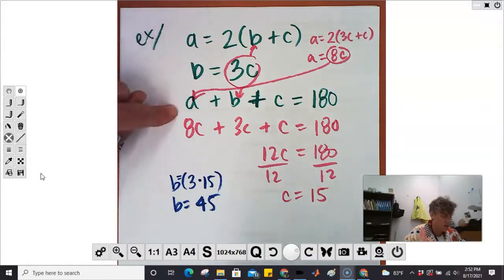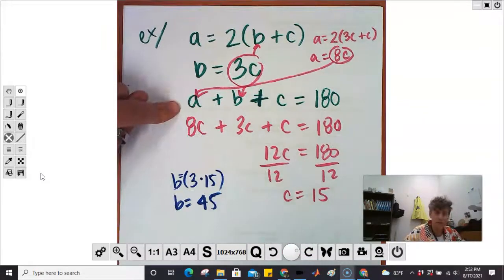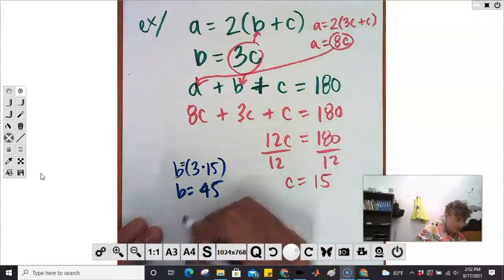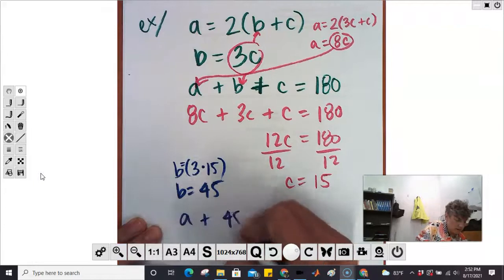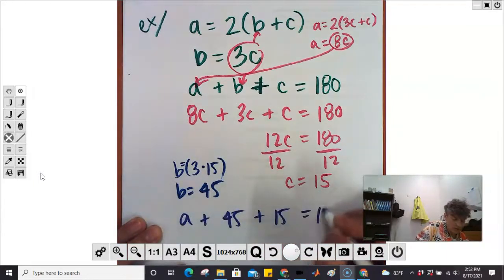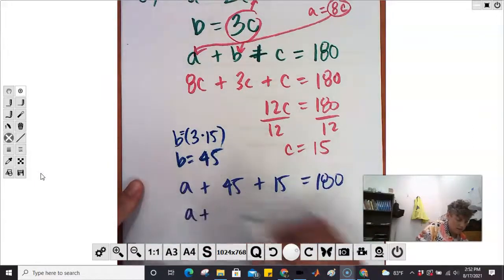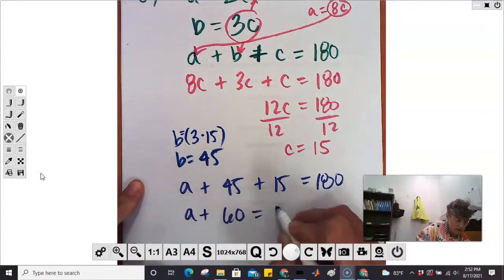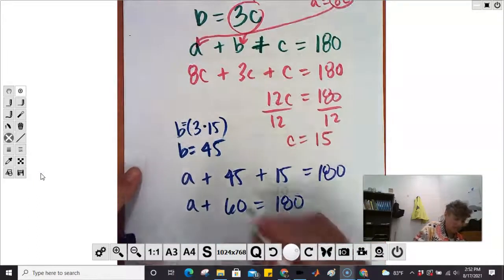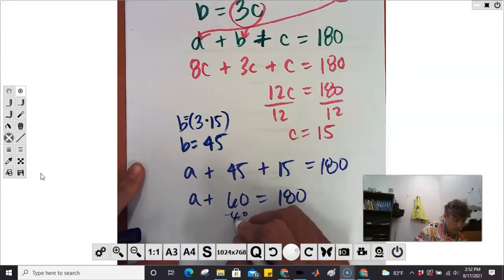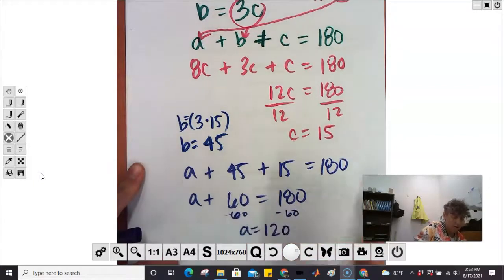And then I want to plug it back into this equation to solve for A. So A plus 45 plus 15 should equal 180. A plus, that's 60, equals 180. Subtract 60 on both sides, and we'll get A equals 120.